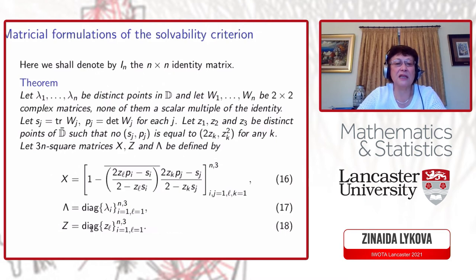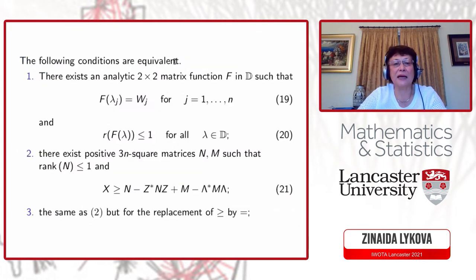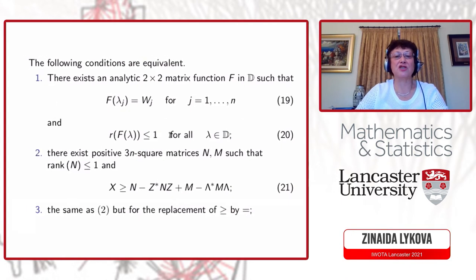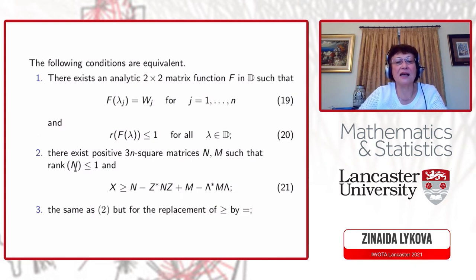ZPS is given, and we can put on diagonal lambdas and put on diagonal Z sub L. And the following conditions will be equivalent: first, there is this Adamowski 2 by 2 matrix which satisfies this interpolation problem and with spectral radius less than or equal to 1. And second, there are positive 3n square matrices N and M such that rank of N is less than or equal to 1, and this inequality is satisfied.